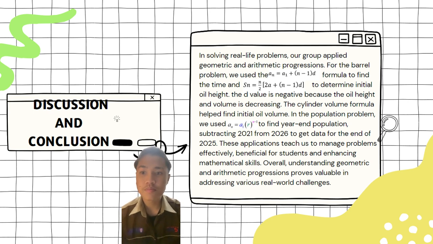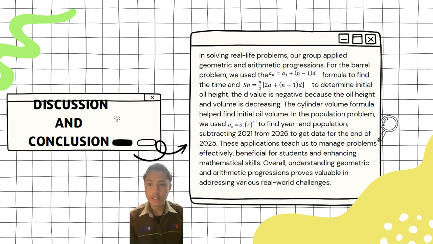In the population problem, we use this formula to find the year-end population. So we subtract 2021 from 2026 to get the data for the end of 2025. This application teaches us to manage problems effectively, beneficial for students and enhancing mathematical skills. Overall, understanding geometric and arithmetic progressions proves valuable in addressing various real-world challenges.